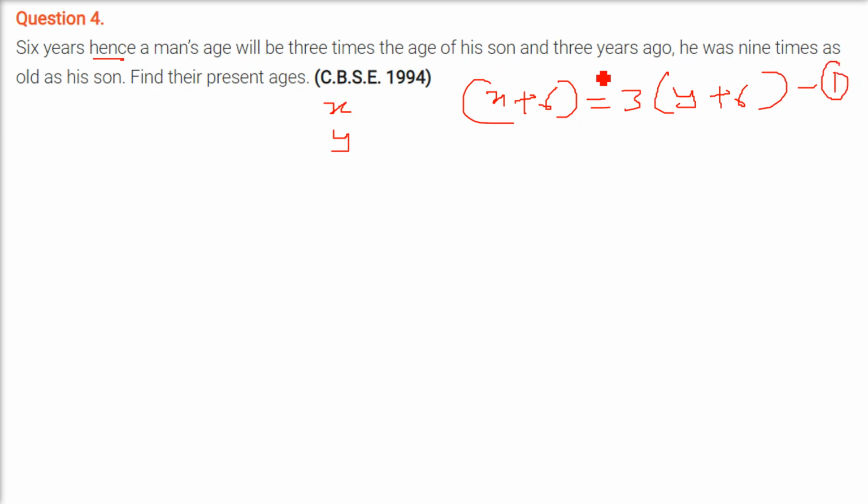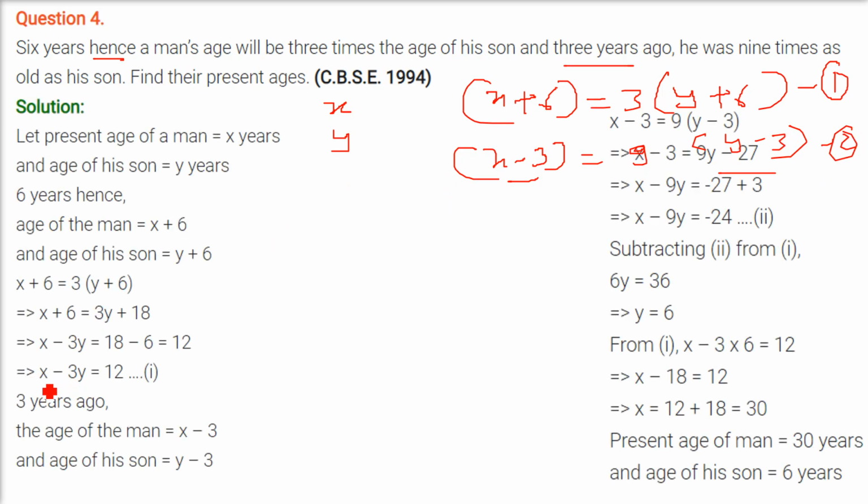Second equation is 3 years ago, means we have to subtract 3 from both of them. 3 years ago means we are talking about the past. He was 9 times as old as his son. This is our second equation. These both are linear equations. First equation will be x minus 3y equal to 12. Second equation will be x minus 9y equal to minus 24.